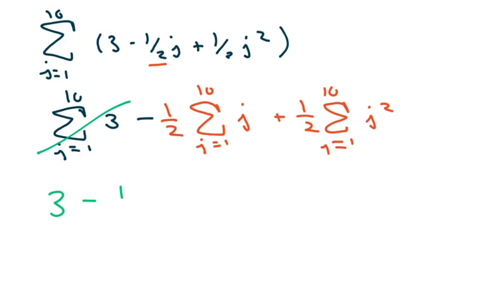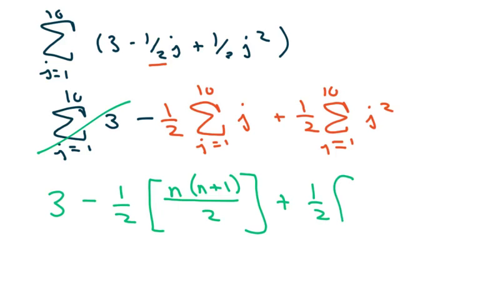Minus 1/2, and the formula for n, or j, I'm just going to use n instead of j. I'm going to put n times n plus 1. You really should probably put j, but I like n better. It's hard to do the dots on the iPad here. Plus 1/2, and the formula for the j squared would be n times n plus 1 times 2n plus 1 all over 6.